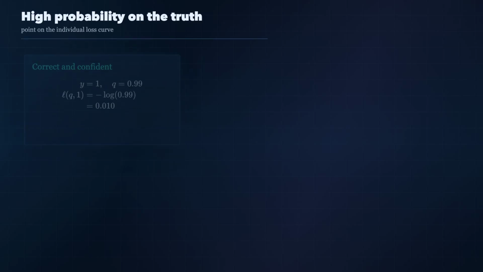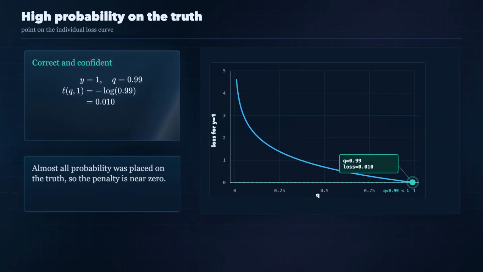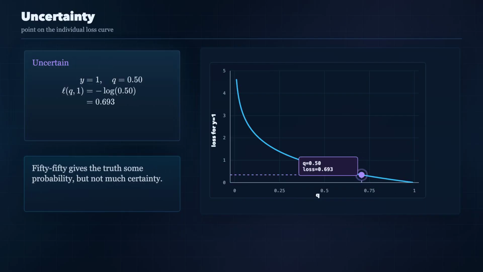For a true outcome of 1, Q equals 0.99 puts 99% on the truth. The negative log loss is about 0.01, almost no penalty. A 50-50 forecast is not a disaster, but it is not very informative. The truth received probability 1/2. The negative log loss is about 0.693.